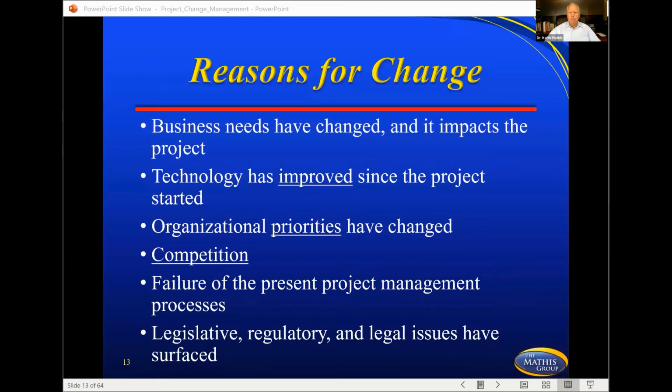Failure of the present project management processes. We're not happy with how projects are running right now, so we're changing the processes so that they will be able to be more successful with our projects and our culture. And then also legislative, regulatory, legal issues have surfaced. And so that's going to create changes associated with that project as well.